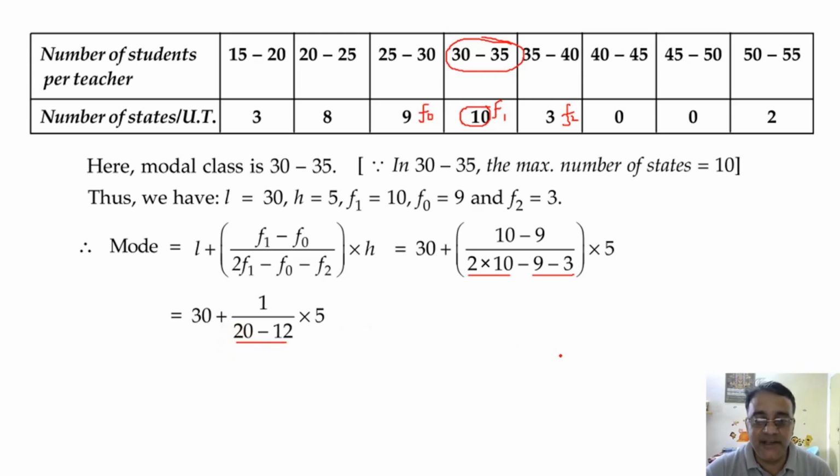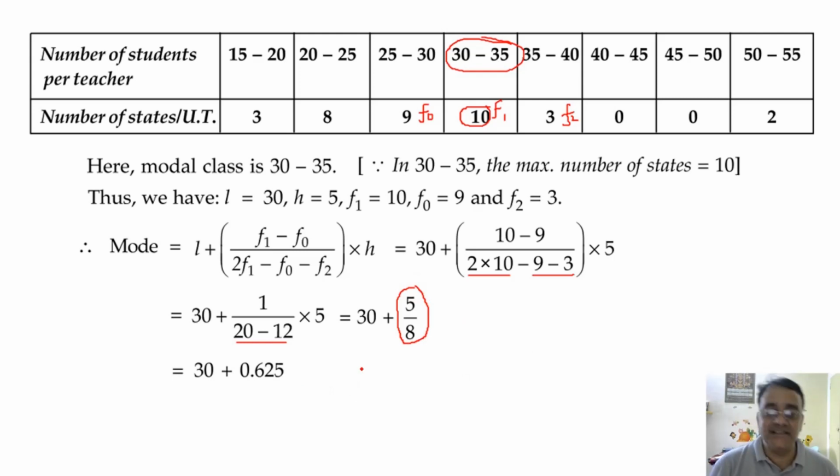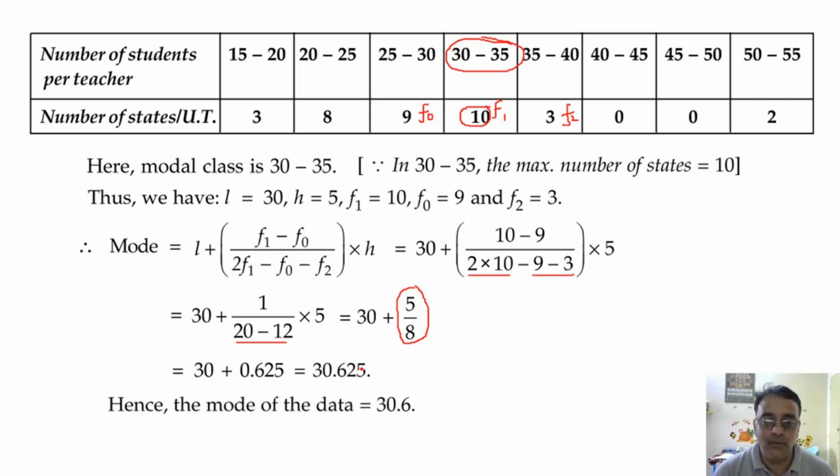So 30 plus 5 by 8. 5 by 8, if you solve, you will get 30 plus 0.625. So the final answer is 30.625. Hence the mode of the data is 30.6 approximately. Round up to one place, because in NCERT this answer is given. Otherwise, if you want to round up to 3 places, 30.63. Any doubt in this mode?